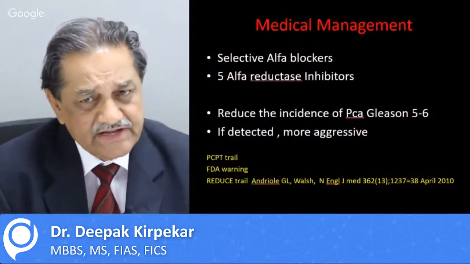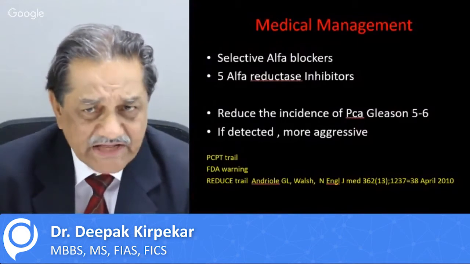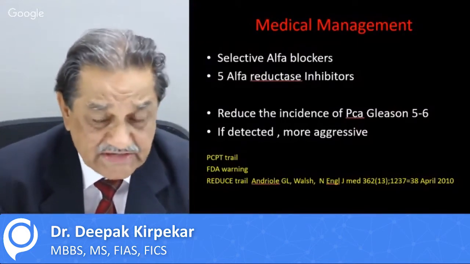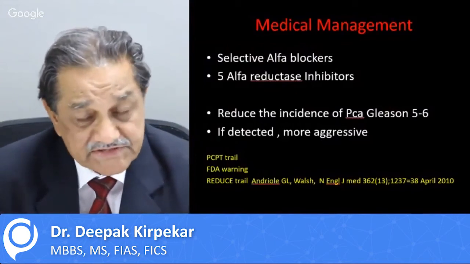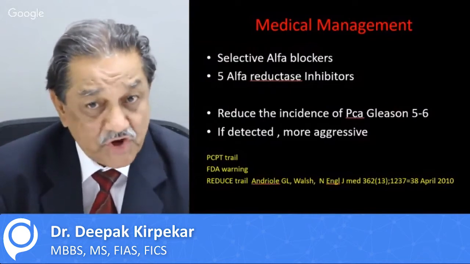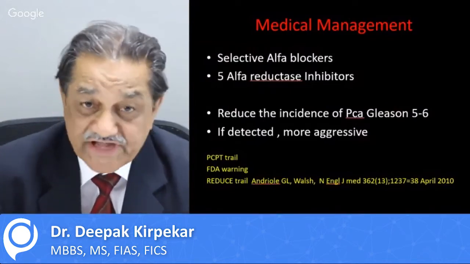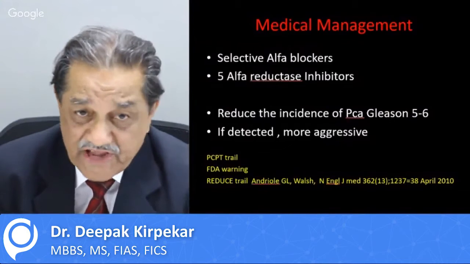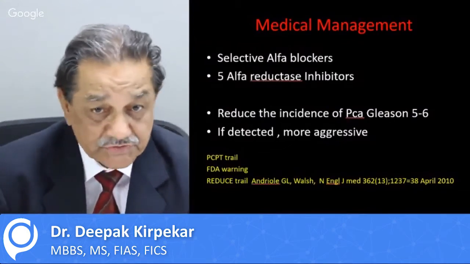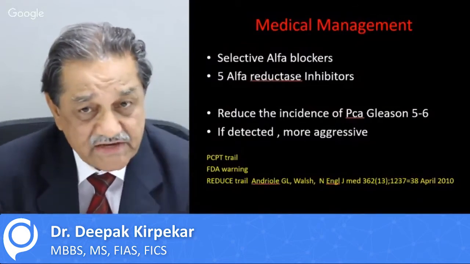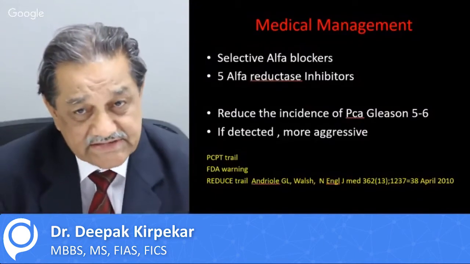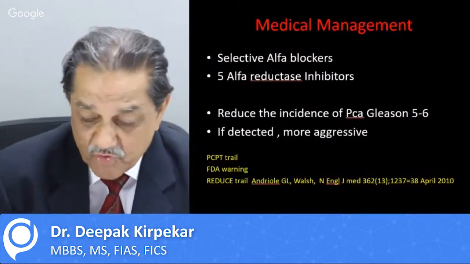What do we have to deal with prostatic symptoms? As far as medical management is concerned, we have selective alpha blockers. They can be given on a long-term basis to manage the dynamic component of the obstruction. But when it comes to the static component of the obstruction, we have 5 alpha reductase inhibitors, like dutasteride, but it has its own problems. There are a number of studies which do say that it reduces the incidence of prostate cancer, but when it happens, it's far more aggressive.